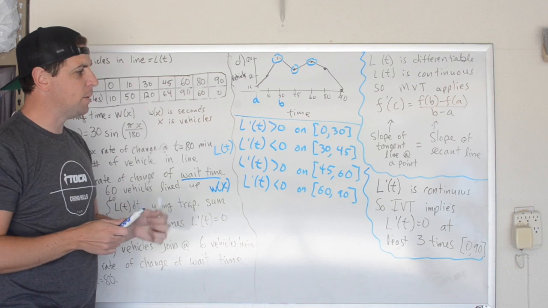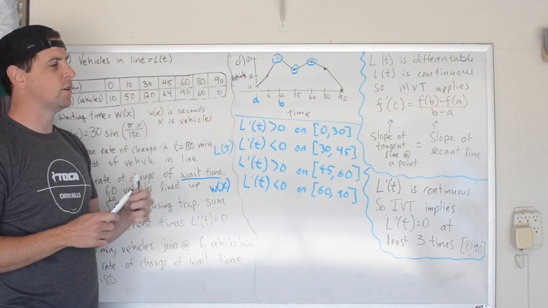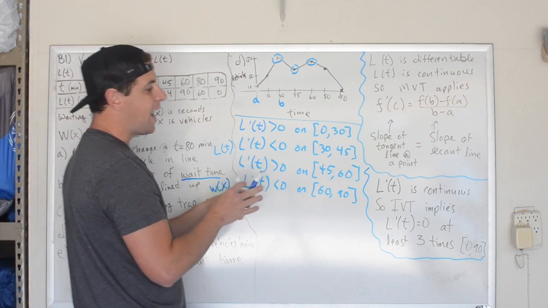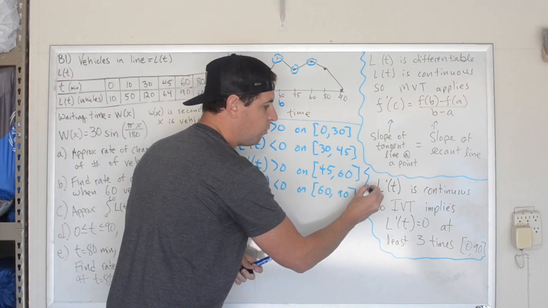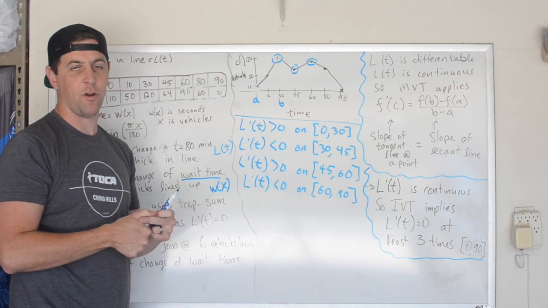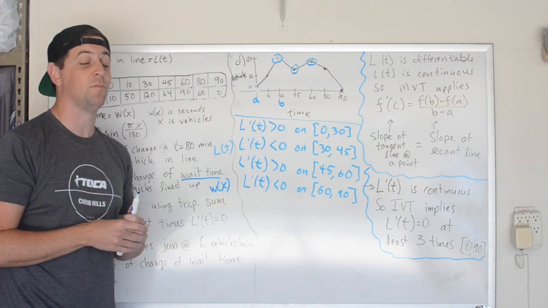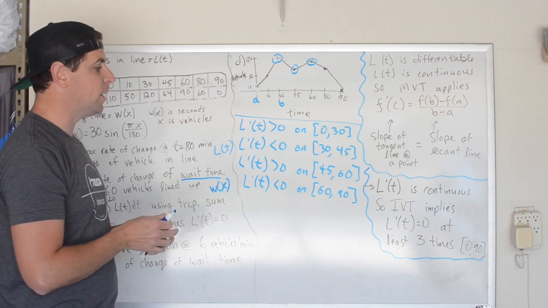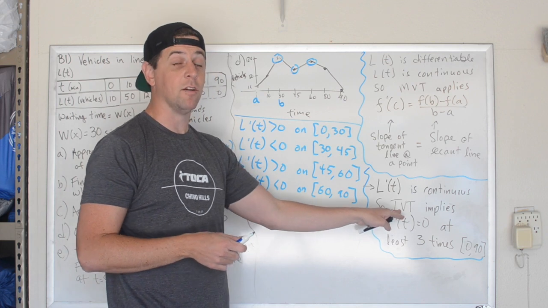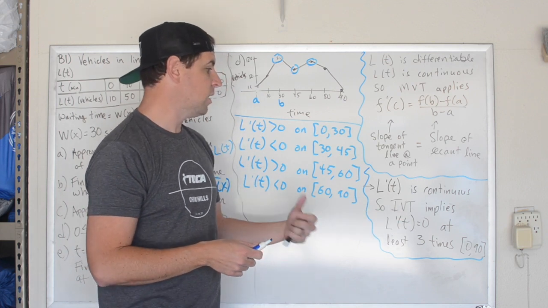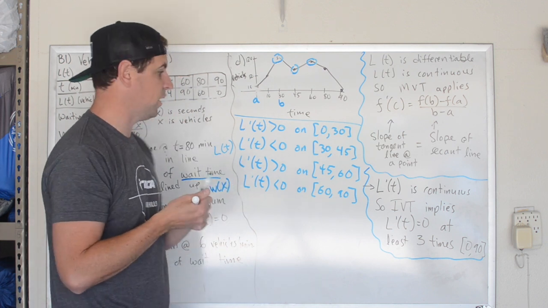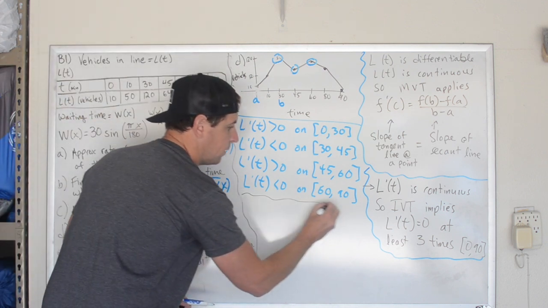Okay? But because the original function, they told me L of t was twice differentiable, here's what I now know. I now also know that L prime of t is continuous, because if L prime is differentiable, it must also be continuous. And so because of that, the IVT, remember that's the intermediate value theorem, tells us that L prime is going to equal 0 at least 3 times. Let me see if I can explain that second part of it here to you guys.